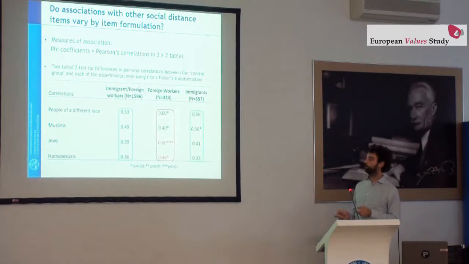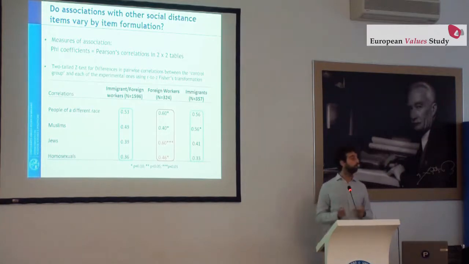For example, if you look in particular at Jews, we have a correlation here for foreign workers of about 0.60, it is 0.39 for immigrant foreign workers. It is 0.46 for homosexuals for foreign workers, here it is 0.36 for immigrant foreign workers.